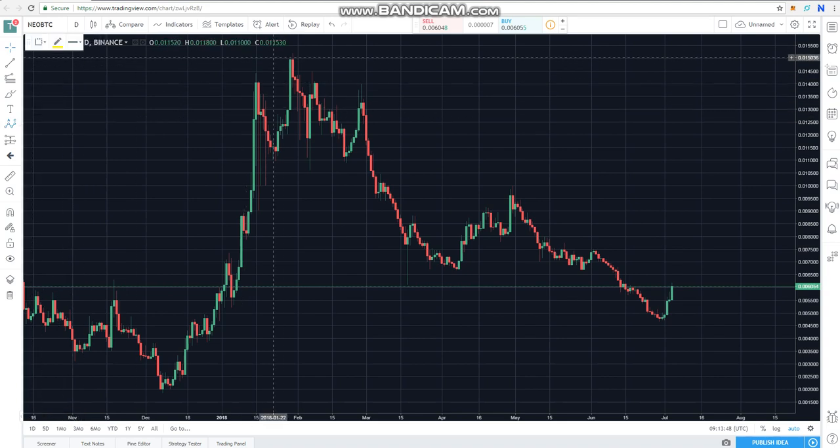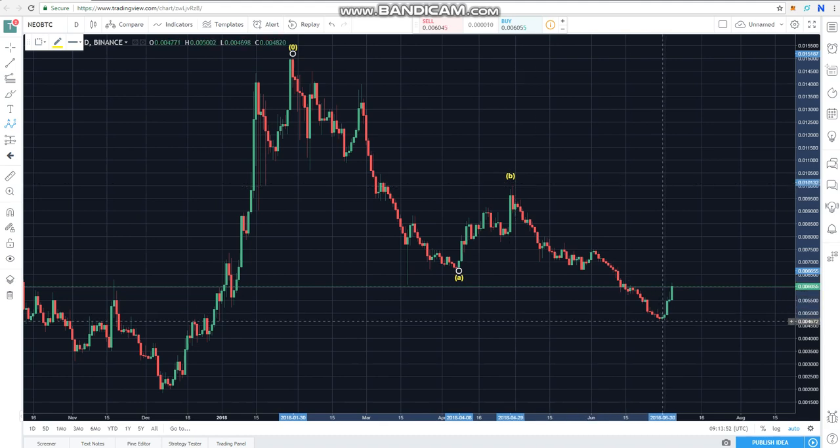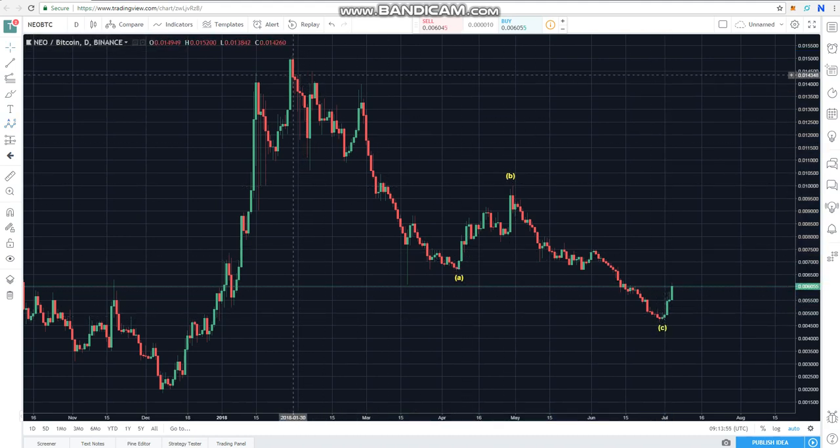So just from the get-go, we will know that this is the A, B, C. I mean, anybody who has a sense of Elliott waves would know immediately that this is the ABC. So what we have to do is we need to know what sort of A and what sort of B and what sort of C this is.